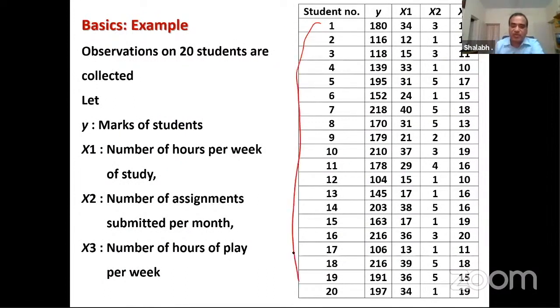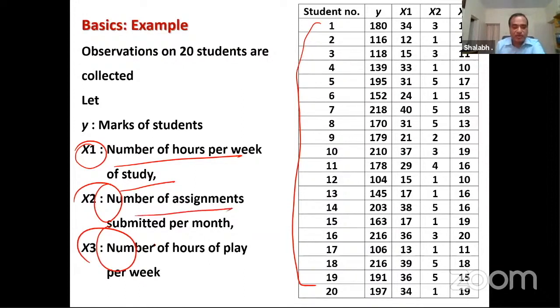Well, you can ask me why 20, because on this slide there is space only for 20 observations, which I can show you clearly. If I take 100 observations, the slide will become very clumsy, and my objective here is to explain clearly. So I take three variables, x1, x2, and x3, where x1 is the number of hours of study per week, x2 the number of assignments, and x3 the number of hours of play.